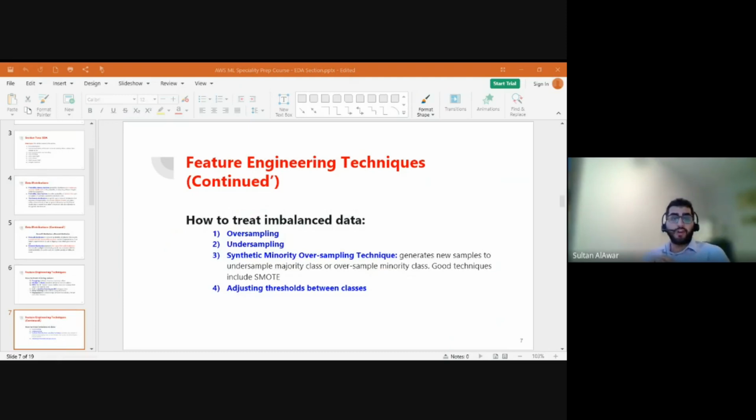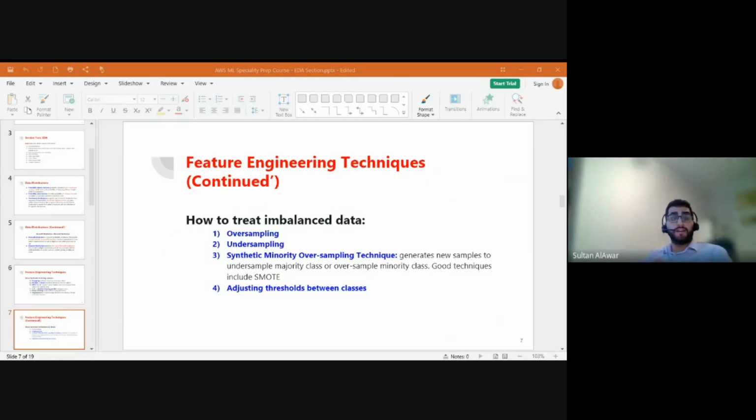Then we're going to talk about how to treat imbalanced data. So if we are doing logistic regression and we have two classes, binary classes, true and false, true would be, for example, less represented in the data, or the data distribution would be like 95% for false values and 5% for true values. So we should think of techniques in order to treat this imbalanced data before training the ML model.